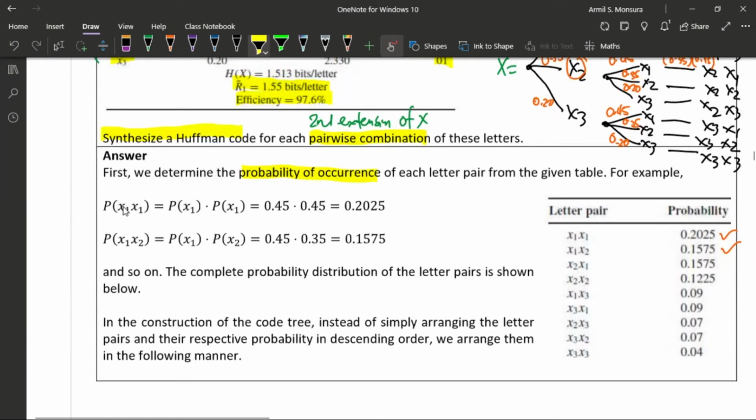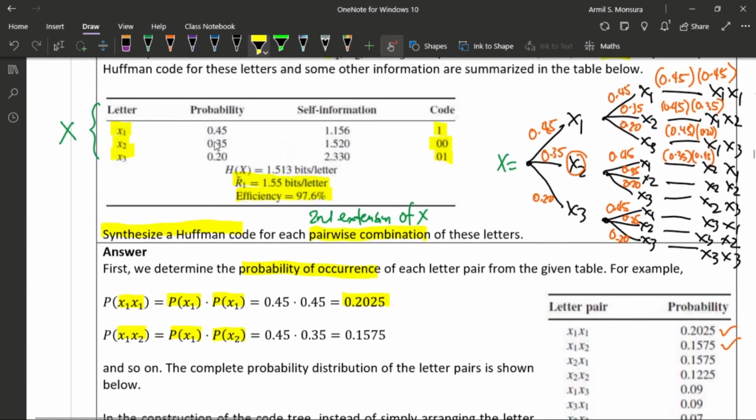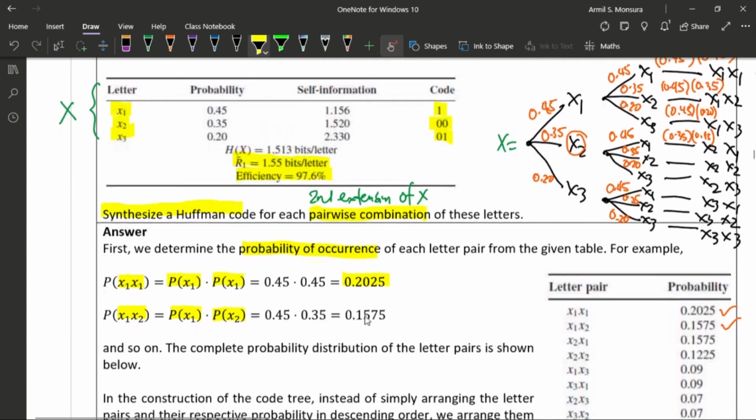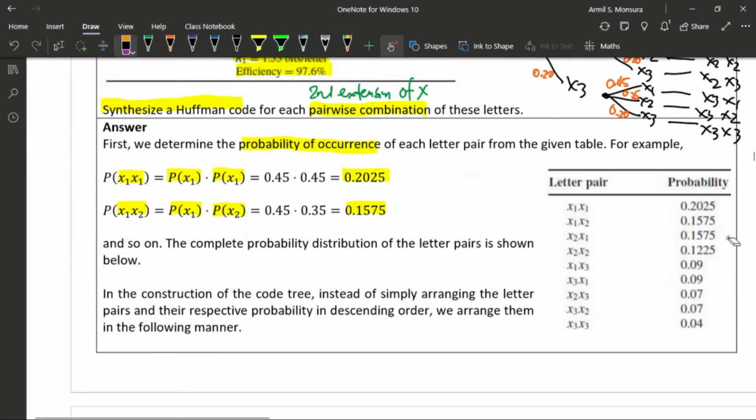Again, the probability of x1, x1 occurring is the probability of x1 occurring times the probability of x1 occurring. That is what gives us this value. For x1, x2, it is the probability of letter x1 occurring times the probability of x2 occurring. So that is 0.45, based on the original table, times 0.35. So that gives us 0.1575. That should give us the idea on how these values are generated.